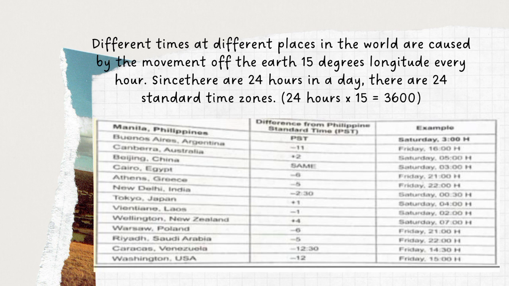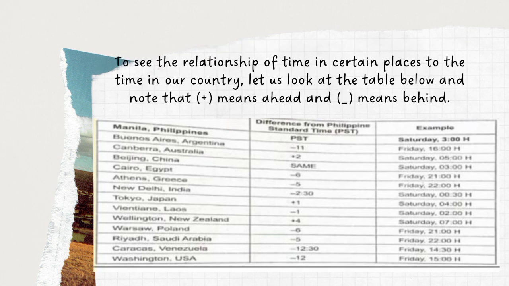So, take a look at this picture. We see the difference in our time compared to other places on our Earth. We notice that the time gap in the Philippines compared to other countries is large. So, to see the relationship of time in certain places to the time in our country, let us look at the table below and note that positive means ahead and negative means behind.